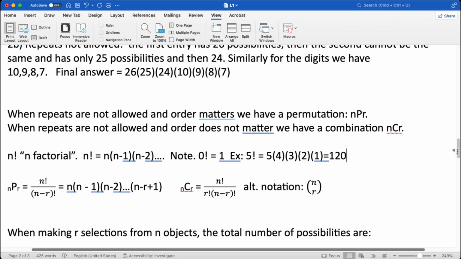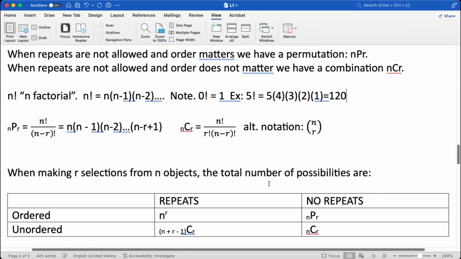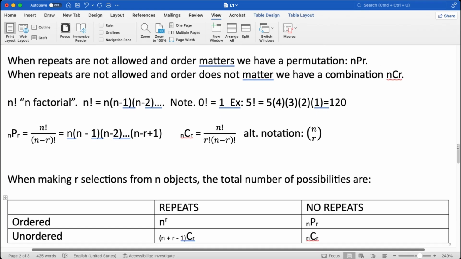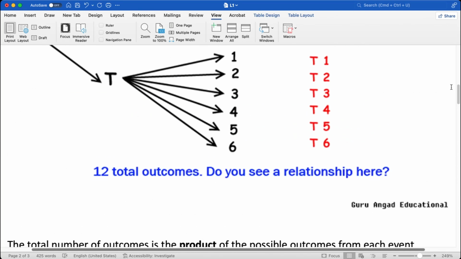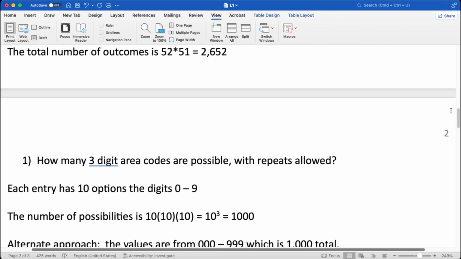What happens is we have 4 cases here, whether or not we're allowed to repeat, and whether or not the order matters. If repeats are allowed and the order does matter, then we have n to the r, where you're just repeatedly multiplying n times itself. We saw that situation, repeats allowed, order matters, back up here with the area code situation. That was 10 to the third.